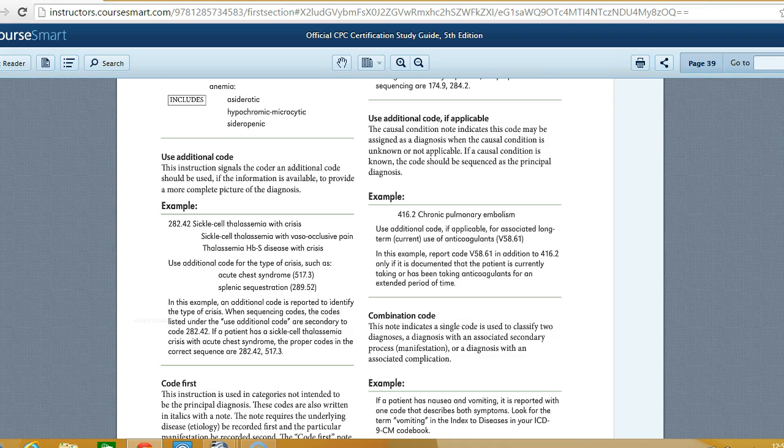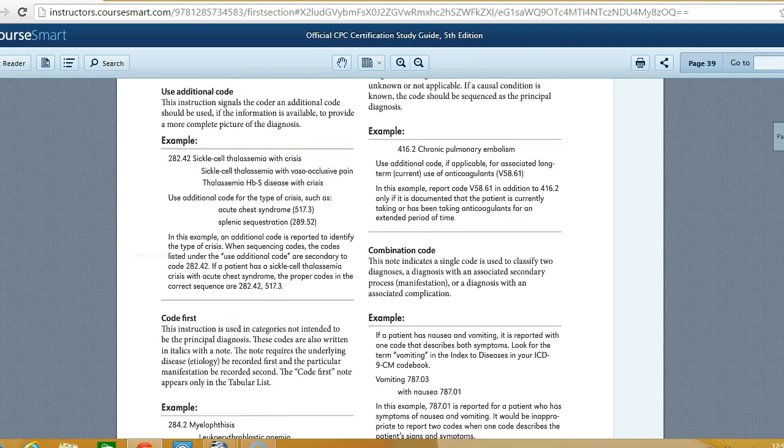Combination codes. Combination codes indicate a single code is used to classify two diagnoses, a diagnosis with an associated secondary process or manifestation, or a diagnosis with an associated complication. Okay, we're going to have a lot of combination codes in ICD-10.